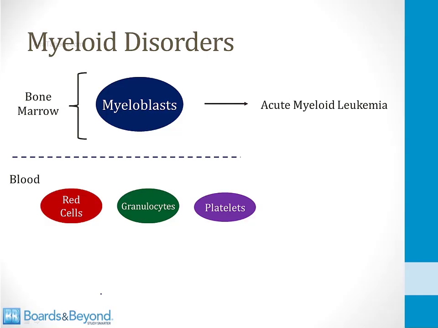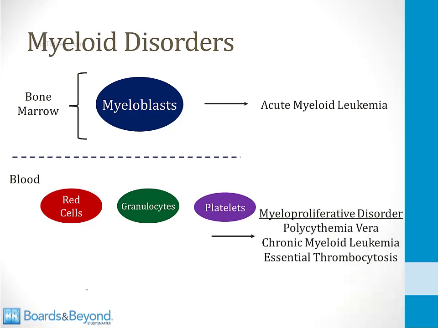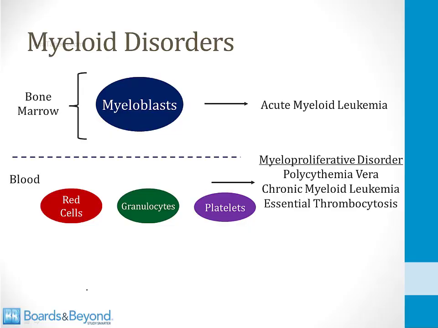You can also have a progenitor cell that becomes malignant and overproduces either red cells, granulocytes, or platelets. Those disorders are called myeloproliferative disorders. For example, if a progenitor cell overproduces red cells, that disorder is called polycythemia vera. If it overproduces platelets, that's called essential thrombocytosis. You can also have an abnormal progenitor cell that overproduces granulocytes, and since granulocytes are white blood cells, that's called a leukemia. That's called chronic myeloid leukemia, and we'll talk about that in another module on chronic leukemias.